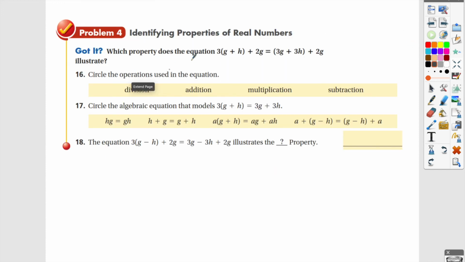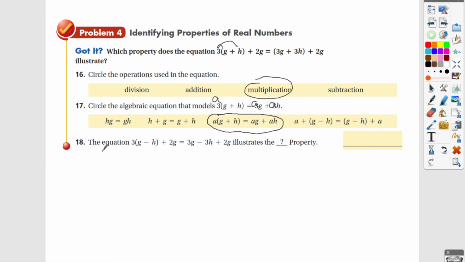Which property does the equation 3 times g plus h plus 2g equals 3g plus 3h plus 2g illustrate? Well, it looks like we took that 3 and we multiplied it by the g and the h. Right there, drawing those lines, we know that it is going to be some form of multiplication because we're starting with the g multiplying by the 3, h multiplying by the 3. All right, circle the algebraic equation. The only thing that we really have to change algebraically would be changing that 3 to some form of variable. So which one looks like the original equation, only instead of using 3, it has an a? And I'm going to circle this one.